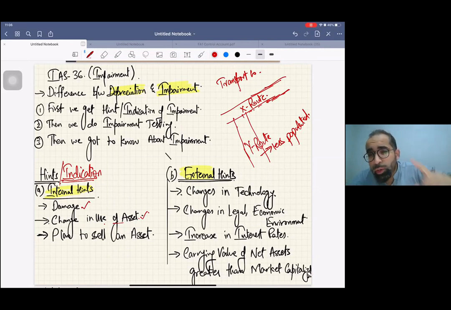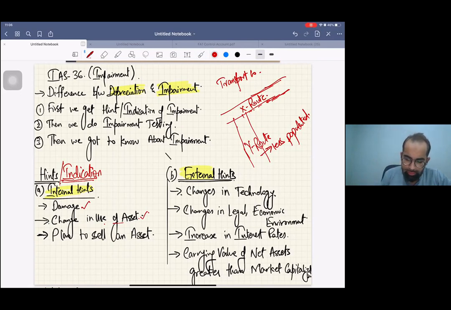So automatically, by changing the use of the asset, now our future cash flows will be affected. We will have less future cash flows. So just think, I just taught you, when we will have less future cash flows, automatically our present value of future cash flows will also go down. And when the present value of future cash flows goes down, the value in use goes down. So yes, change in use of asset is one of the hints of impairment. Okay.